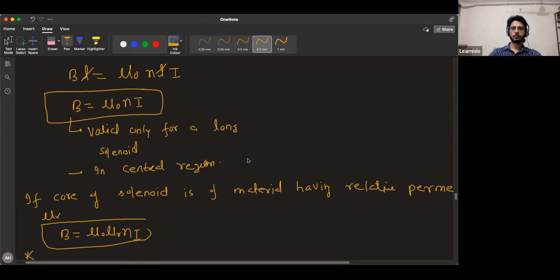So the value of mu r will vary from material to material. The value of mu r is different for different materials. It's maximum for ferromagnetic material. For example, for iron, the mu r is around 1000.